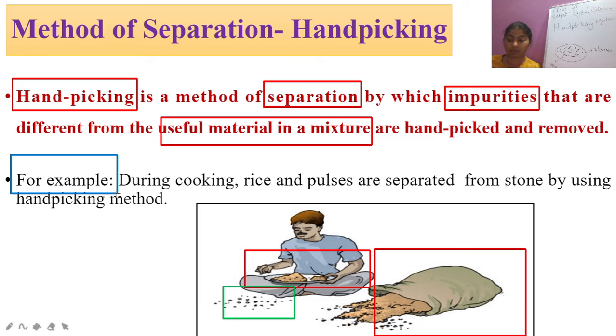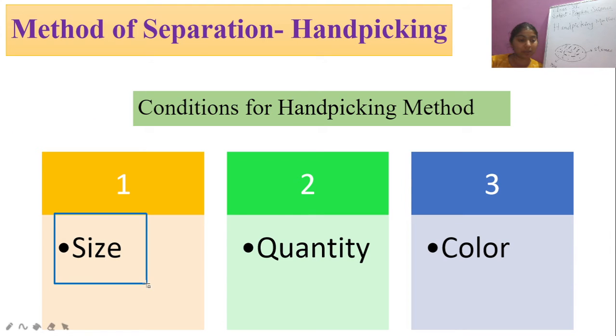So we have some conditions for using it. See, what are the conditions? First we have size. Whenever you hand pick, you have to look for the size. If the size is very small, students, you are not able to pick that stone or other impurities, right? So that is important, size matters very much. If in the rice you are not able to see the stone, how will it be useful? So the size must matter.